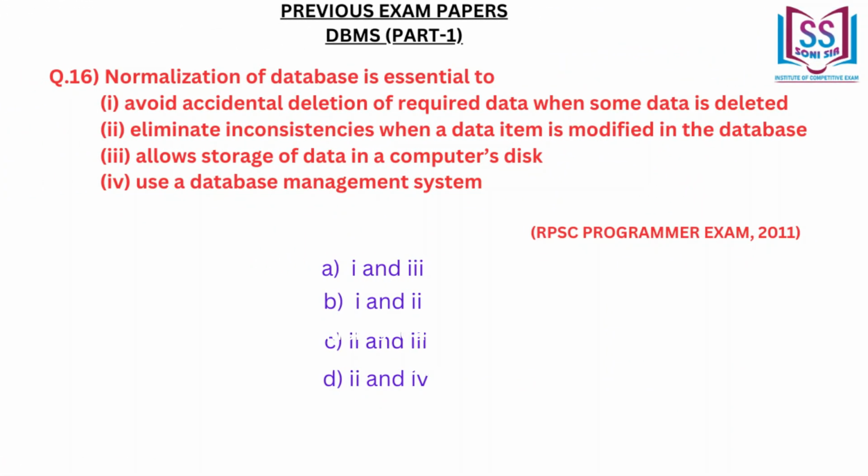Normalization of a database is essential to: 1. Avoid accidental deletion of required data when some data is deleted. 2. Eliminate inconsistencies when a data item is modified in the database. 3. Allow storage of data in a computer's disk. 4. Use a database management system. A. 1 and 3. B. 1 and 2. C. 2 and 3. D. 2 and 4. Correct answer B.